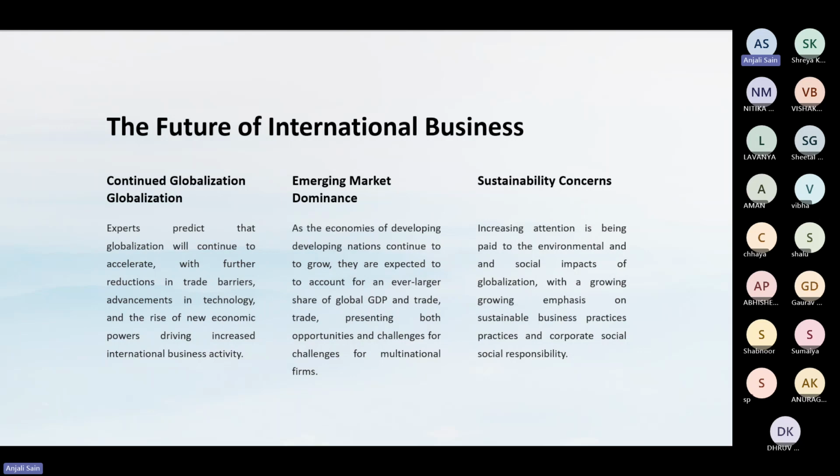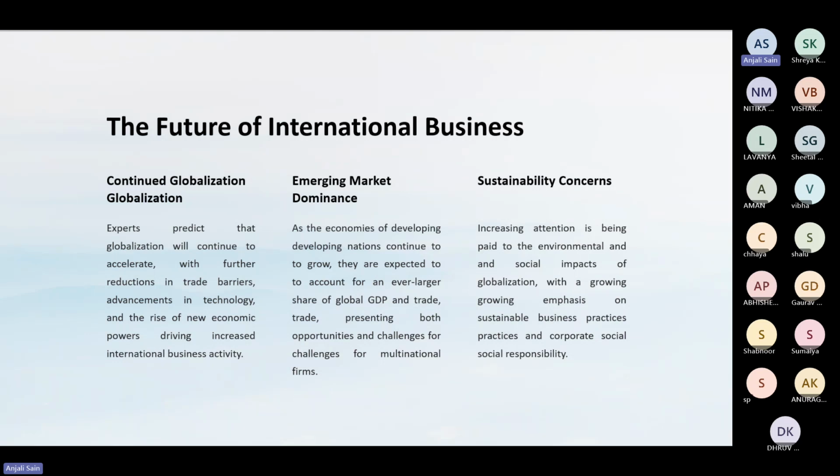Then the next one is emerging market dominance. As the economies of developing nations continue to grow, they are expected to account for an ever larger share of global GDP, presenting both opportunities and challenges for multinational firms. Okay, this means that, like India is an emerging market, as India grows, its market share in terms of global GDP and trade will increase. For the Indian market, it is also an opportunity and a challenging situation.